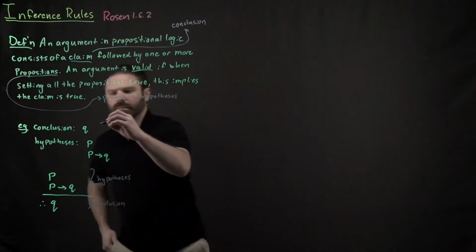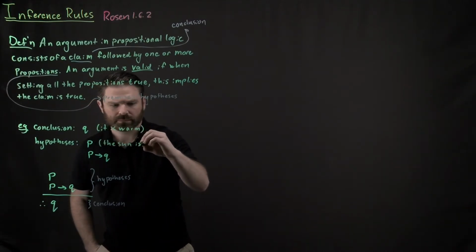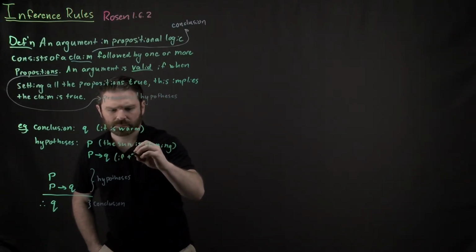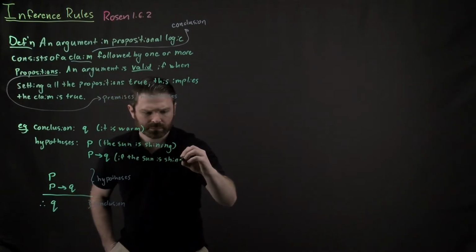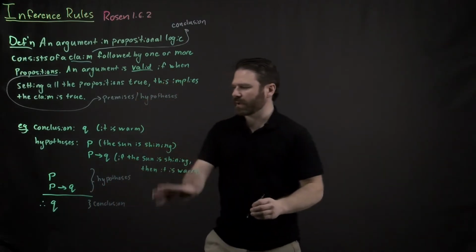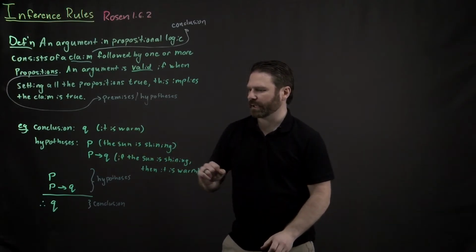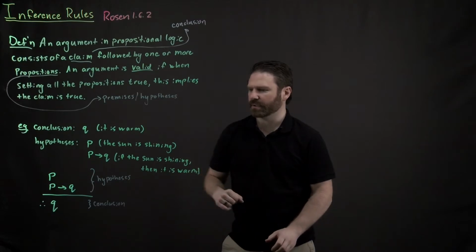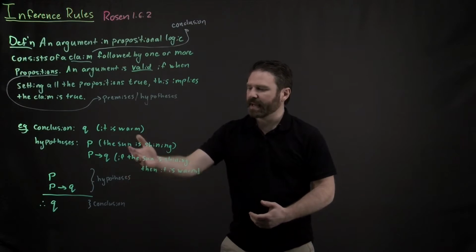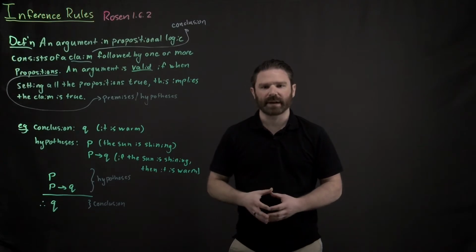So to make it concrete, in this argument, if I let Q be my statement, it is warm, P, the sun is shining, P implies Q, if the sun is shining, then it is warm. Is it a valid argument to say that if the sun is shining, and if the sun is shining then it is warm, can I conclude that it is warm? Is that a valid argument?